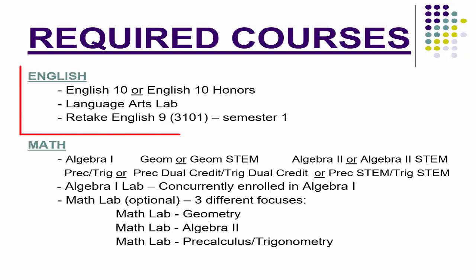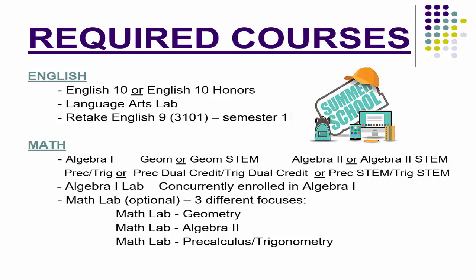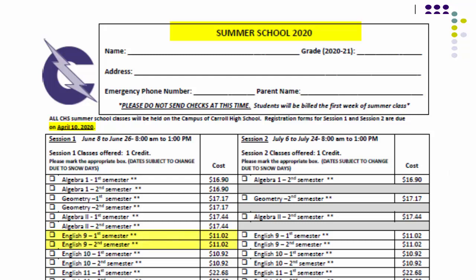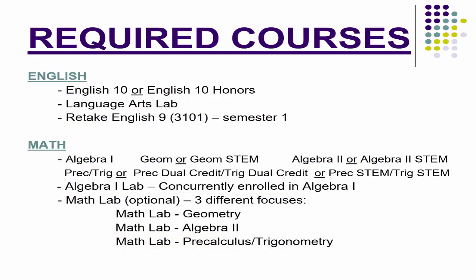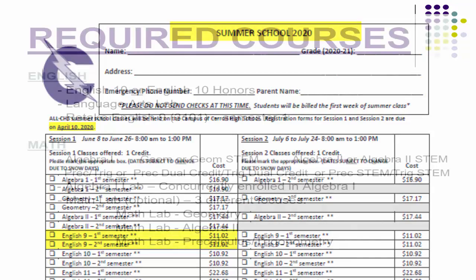There are required courses that all sophomores need to select. The first is English. You have 2 options, English 10 or English 10 Honors. If you failed the first semester of English 9, we recommend you retake it in summer school. If you plan to take it in summer school, select English 9 on your summer school registration form. Do not select it on your course selection sheet if you completed the summer school form. Again, if you failed the first semester of English 9 and plan to take it in summer school, complete the summer school form, but do not select it on your course selection sheet.